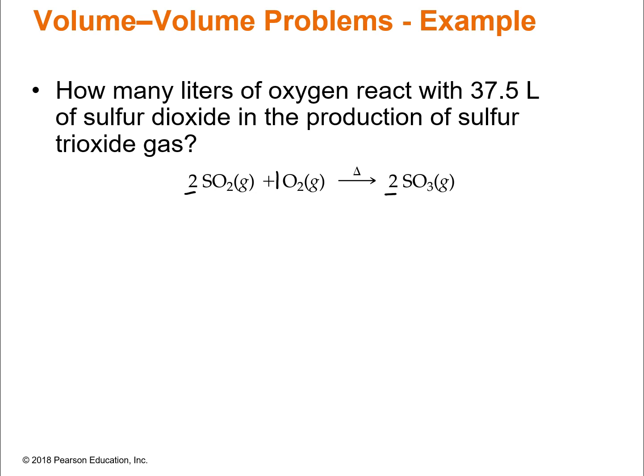So when the question asks how many liters of oxygen react with 37.5 liters of sulfur dioxide in the production of sulfur trioxide gas, we only have one step. We're going to take the liters of our first gas, the given, and convert to the liters of what we're looking for, B, using a ratio. We'll call it a mole to mole ratio, but it's really like a volume to volume ratio. And that's it.